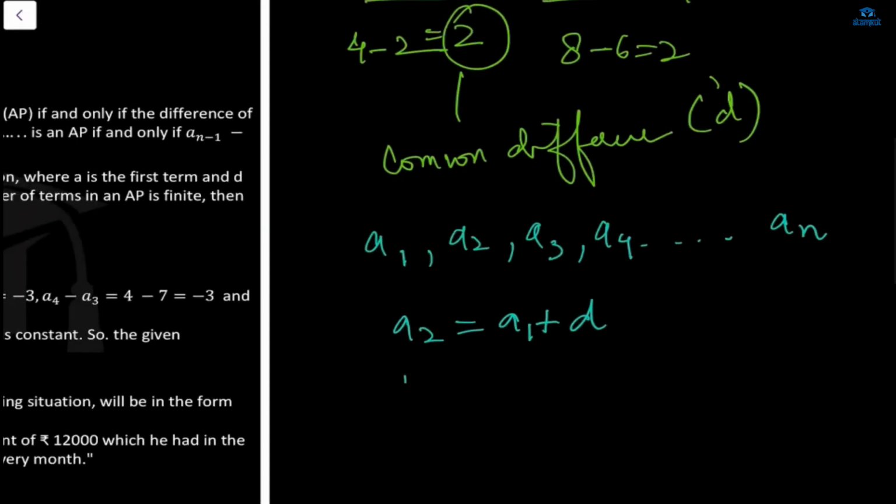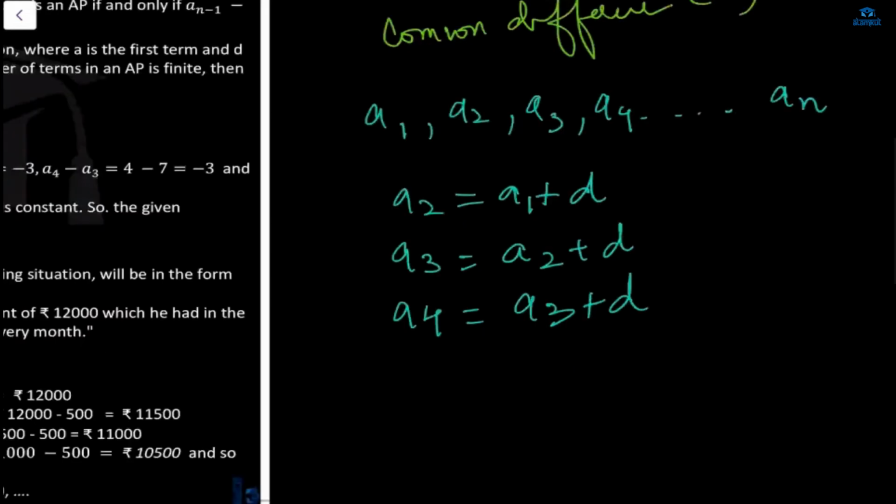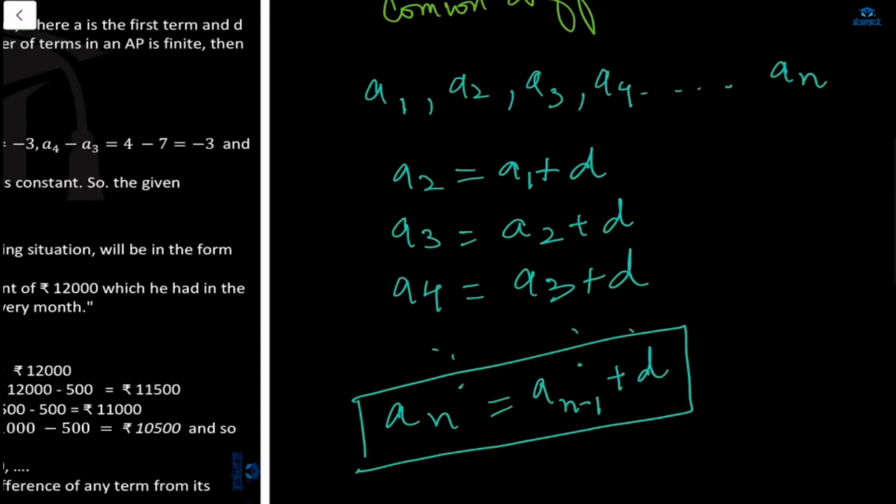Similarly, how will you get A3? You will get A3 by adding the common difference to A2. Then A4 is A3 plus D, and so on. And how will you get AN? You get AN minus 1 plus D. So this is a general statement of how you get the next term of the arithmetic progression. Like A1.